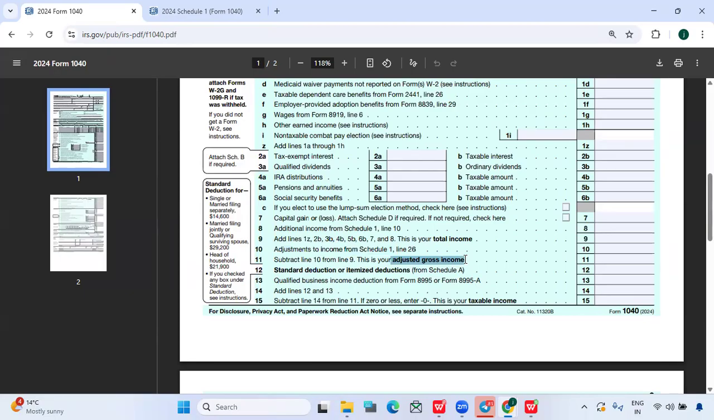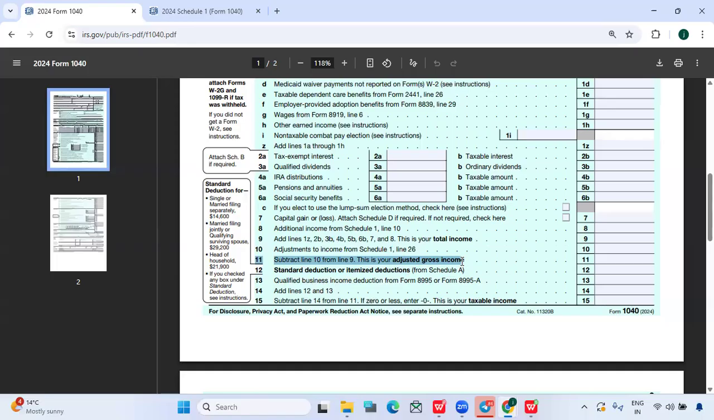This is the prime line, which is an important line. Below it we also have deductions, which are standard deductions or itemized deductions. This is below the line, because line number 11 is the prime or main line. So above the line we have adjustments to income, and below the line we have standard deductions or itemized deductions.